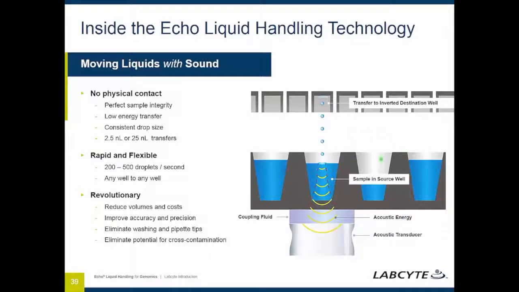On the right is a cutout cartoon of the transfer process. The destination plate is inverted and drops are shot from the source plate below, and these drops are created as a result of sound energy being focused just below the top of the fluid column. The energy is produced by the transducer, which moves below the source plate.